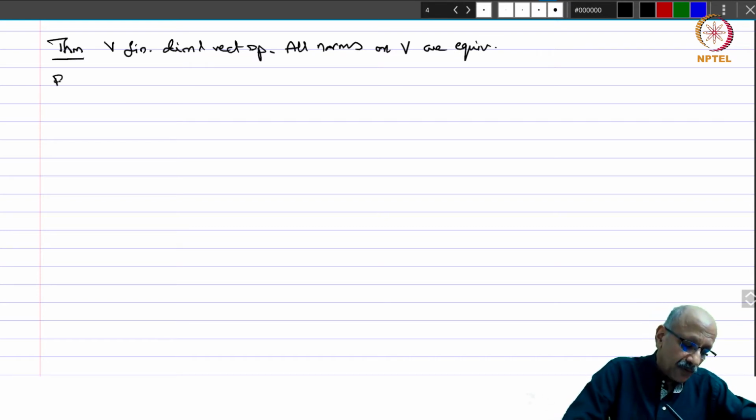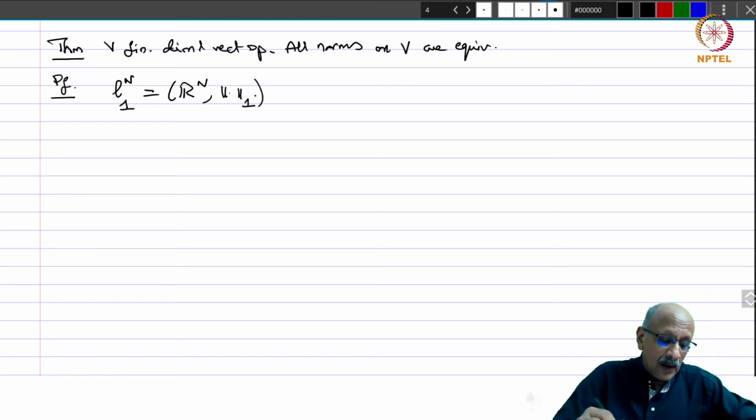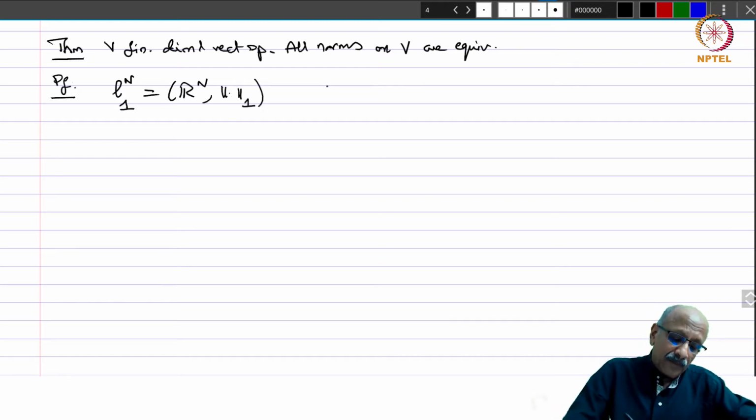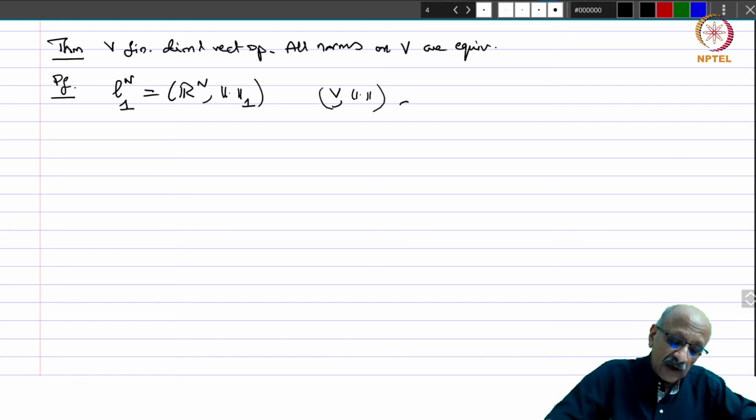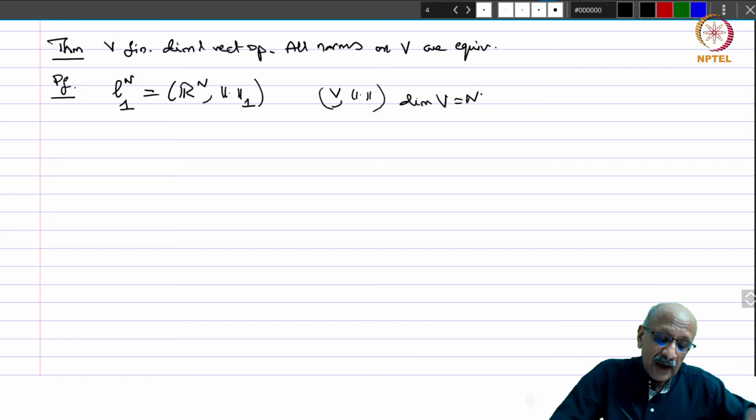So proof. Recall the notation we had, Ln1 is nothing but the space Rn with the norm 1. So V is a vector space, finite dimensional, dimension V equals n, say, and given some norm. So we will show that these two are isomorphic.